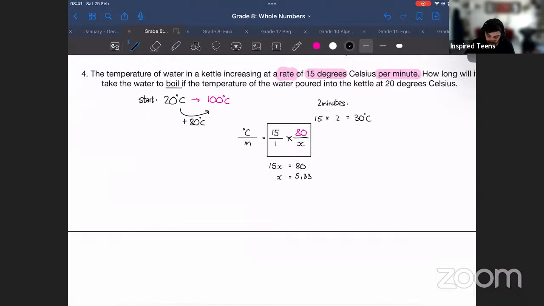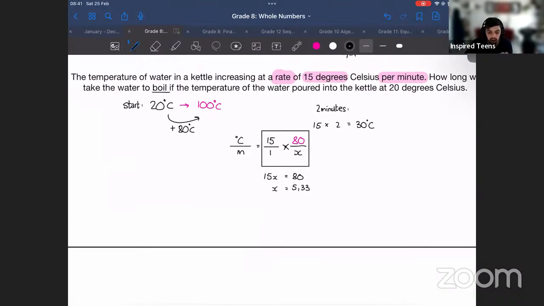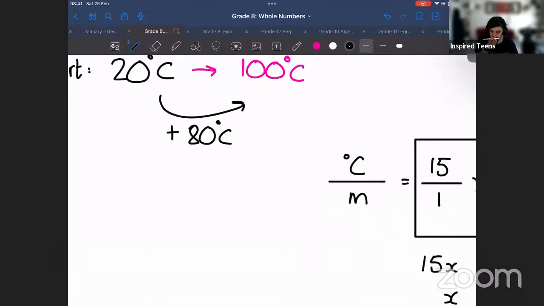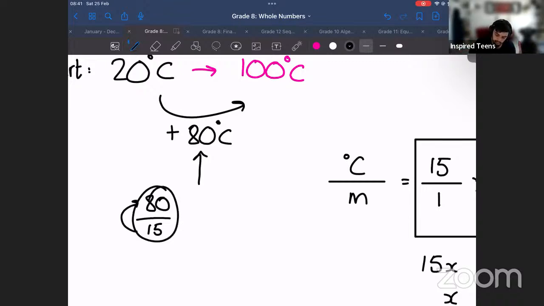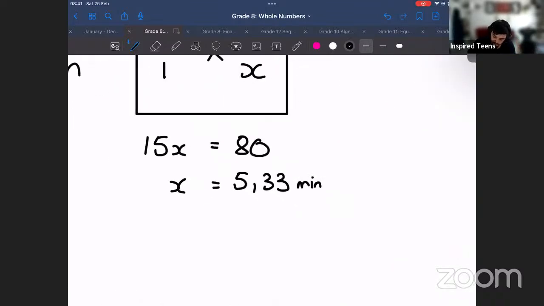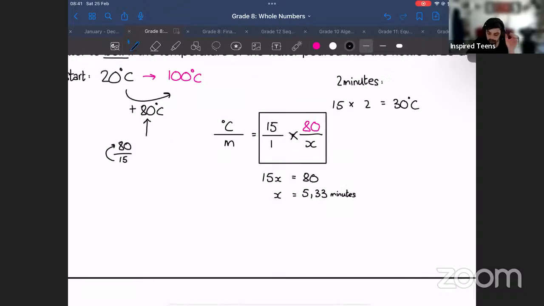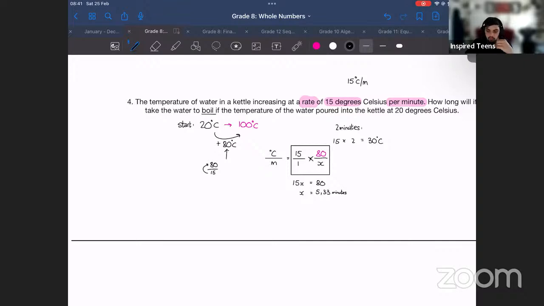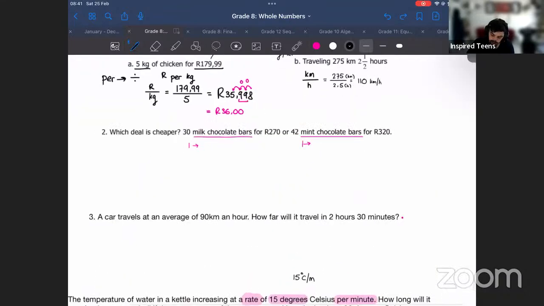Logical explanation. If in 1 minute I increase 15 degrees, and I want to calculate how long it would take to increase 80 degrees Celsius, I could say how many 15s are in 80? How many times can 15 fit into 80? That's going to tell me how many minutes it's going to take to increase by 80. So basically X is 5.33 minutes. That's how long it would take for the water to boil, since we started at a temperature of 20 degrees Celsius. Okay, so attempt these on your own.